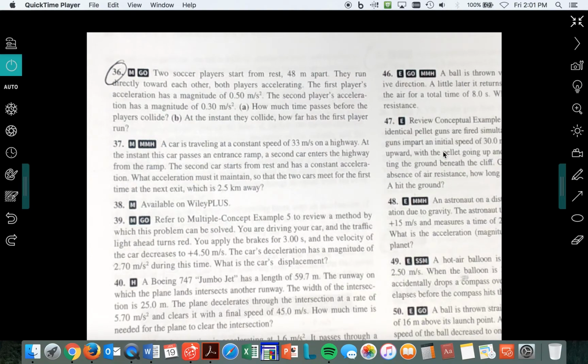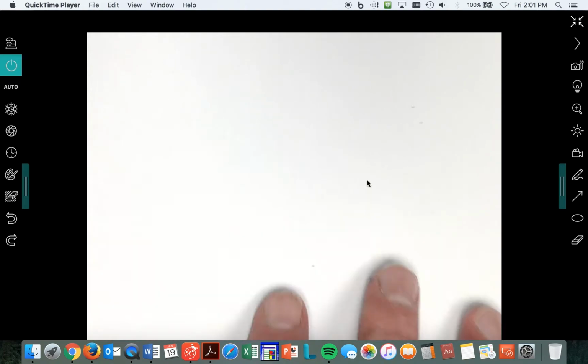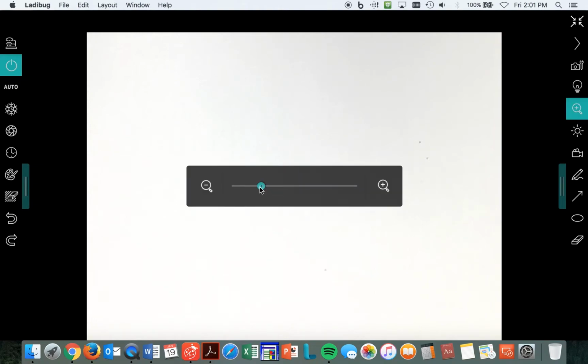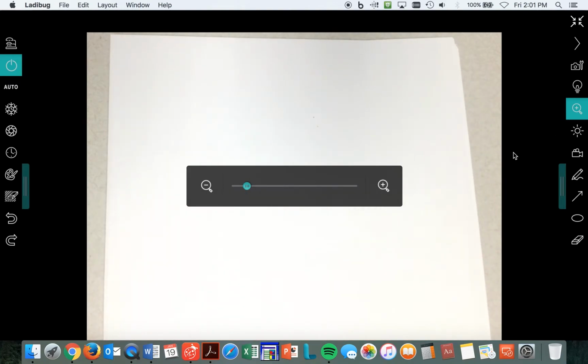Well, let's analyze this part. So 48, 0.5, 0.3. All right, let's analyze this. Then we'll talk about free fall and we'll be done with this thing. Okay, and we'll do some free fall in class just to get you ready for it. Oh, I gotta make this a little bit smaller. So here we go.